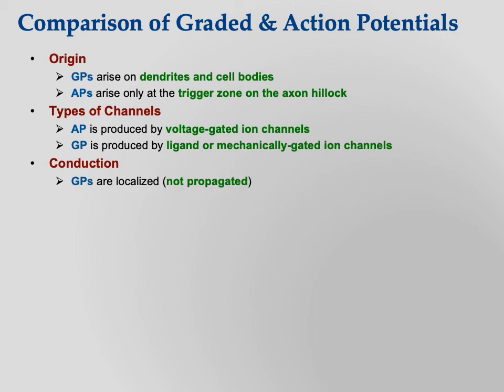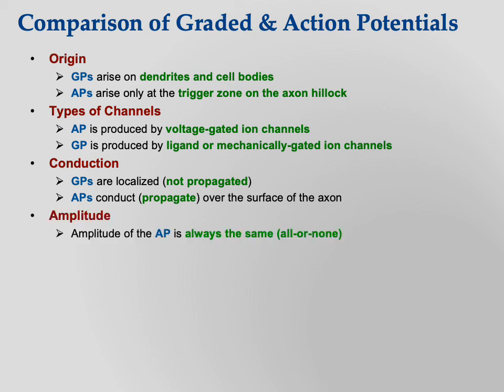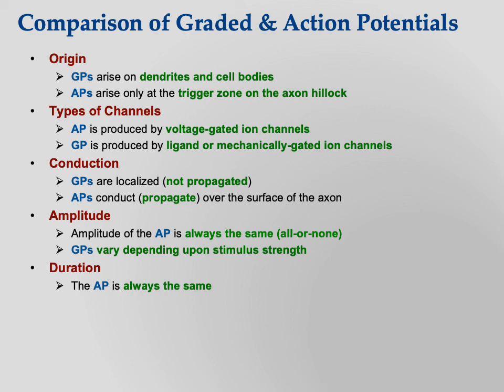Conduction. Graded potentials are localized, they're not propagated. They last only as long as the stimulus is there. Action potentials propagate. That's the positive feedback loop. Once you start it, it's going all the way to the end. Amplitude. Action potentials are always the same, the all or none. Every action potential is exactly the same, but graded potentials are bigger or smaller depending on the strength of the stimulus. Duration. Action potential is always the same.